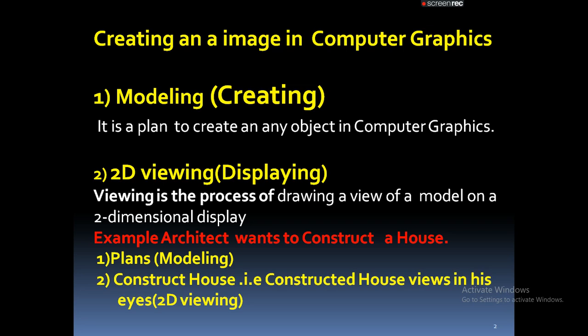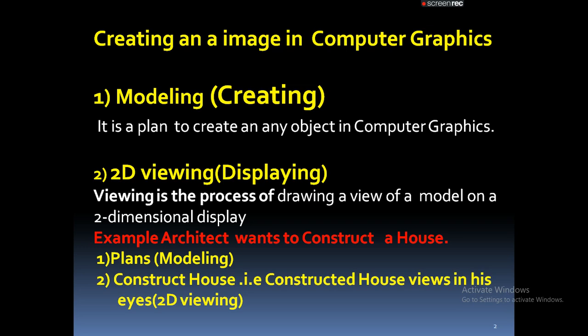So whenever we want to create any image in OpenGL, or whenever we want to create any two-dimensional image in computer graphics, we need two concepts. First concept is called modeling. Second concept is called two-dimensional viewing. So as I displayed in this slide clearly, modeling means creating an object. Viewing means displaying the created object on the screen of the monitor.